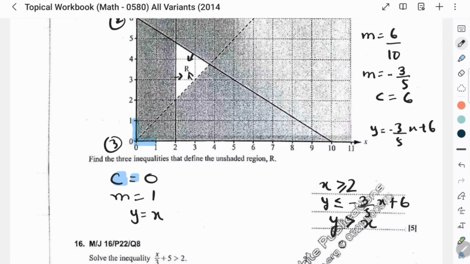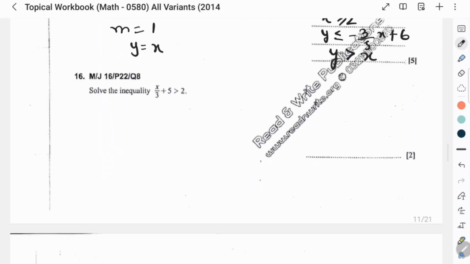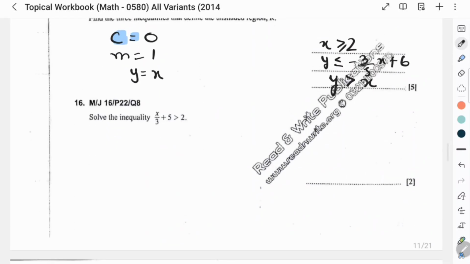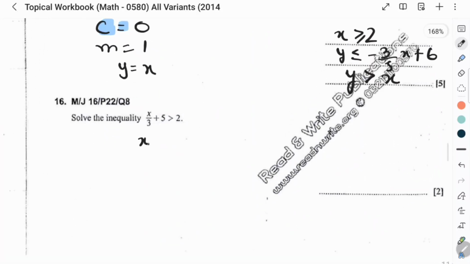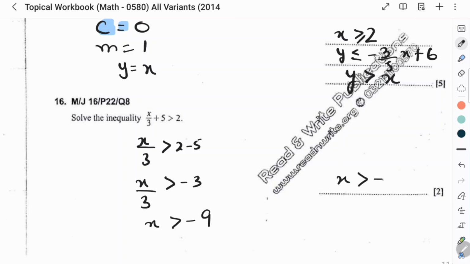Okay, the next question, solve the inequality. x upon 3 is greater than 2 minus 5, which is minus 3. x is greater than minus 9. They're not asking you to find any value there.